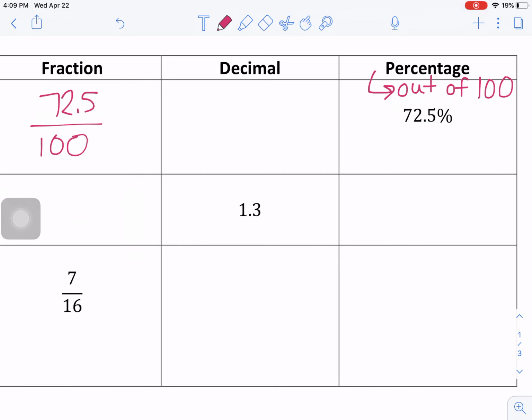So we have a fraction, but we have a little bit of an issue in the numerator. We're not allowed to have a decimal in either the numerator or denominator of a fraction. So we're going to multiply the top and the bottom by 10, and we're going to get 725 out of 1,000. I just took the decimal point and moved it over one spot, and I took the bottom and moved the decimal place over one spot and got 1,000. Now I can look to reduce this.